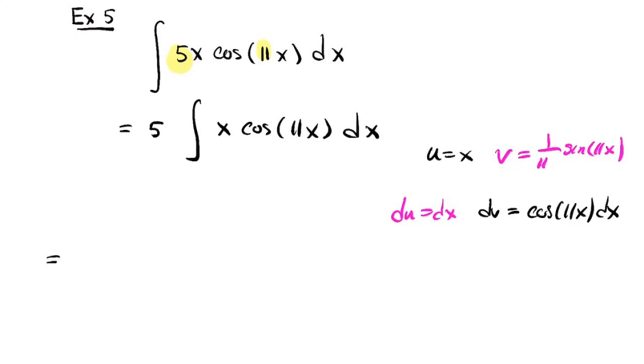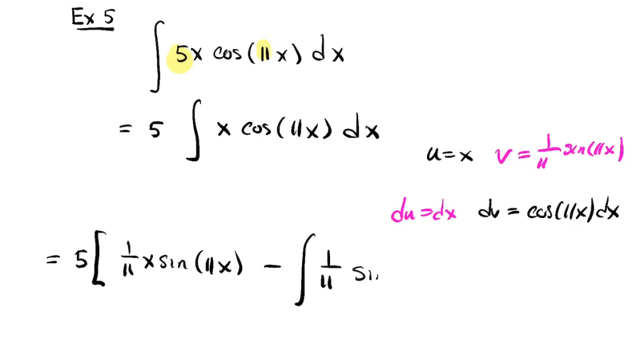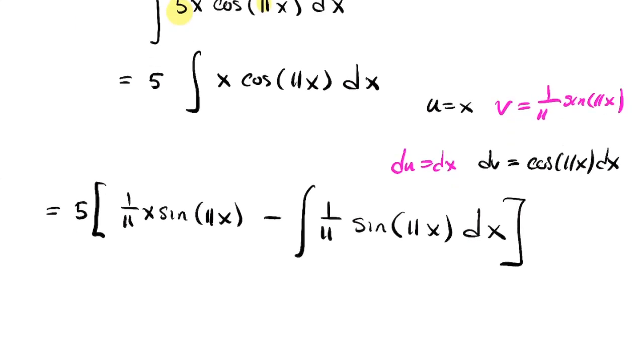Let's see what the parts formula does. Remember my 5, it's out there in front. So I'm looking at uv. So it looks like 1/11th x sine of 11x, and then I need to subtract the integral of v du. So that looks like 1/11th sine 11x dx. Did I get the pieces right and end that bracket? So that's 5. Nothing going on with this stuff, but it's going along for the ride.